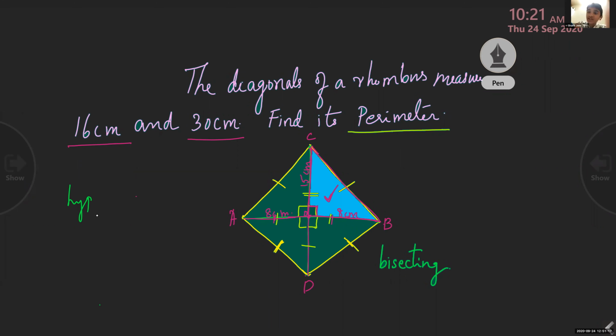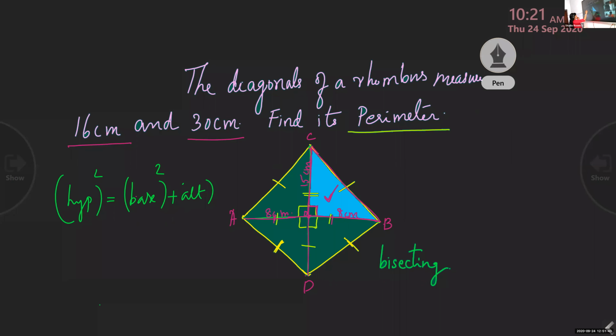Base is 8 centimeter, so we write 8 square, 64. Base is not 64. Base is 8 here. Now square it. Okay. Then you will get 64 centimeter square. Wait. Write the formula first. You will get 1 mark or half mark for that formula. Hypotenuse square is equal to base square plus altitude square.